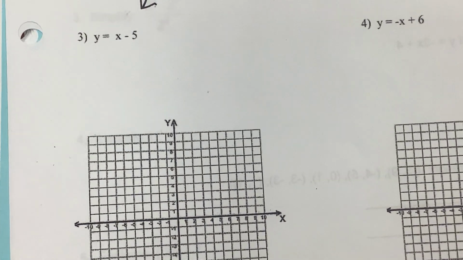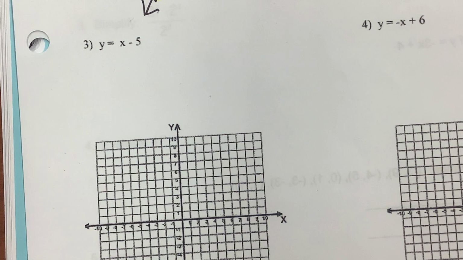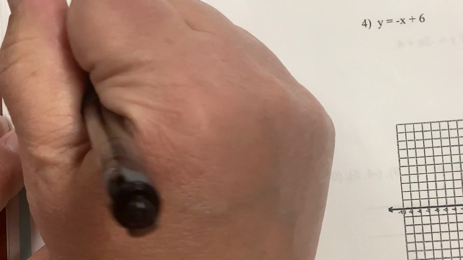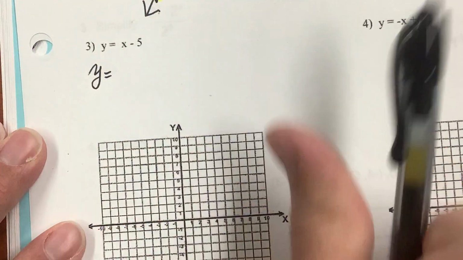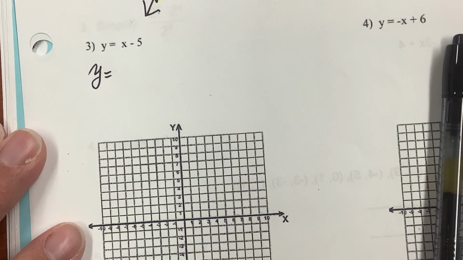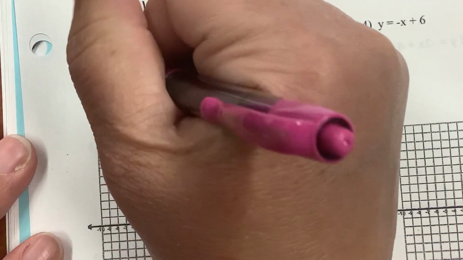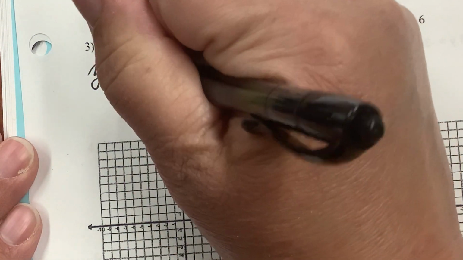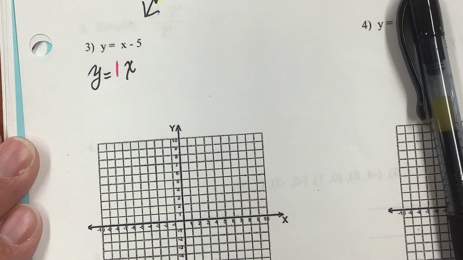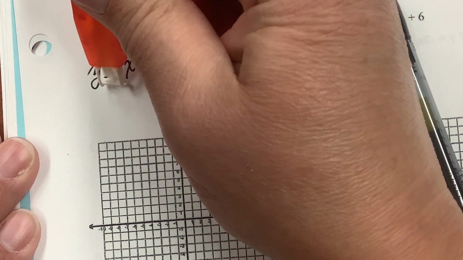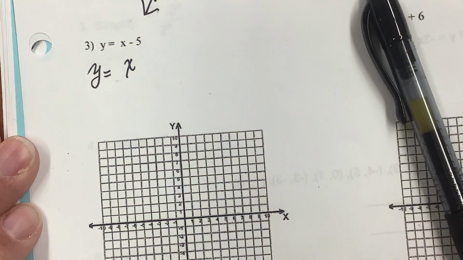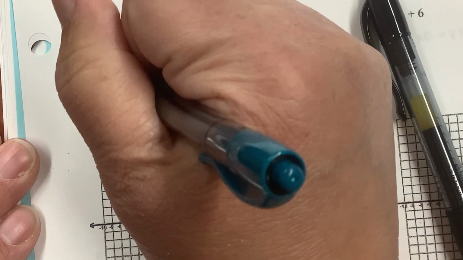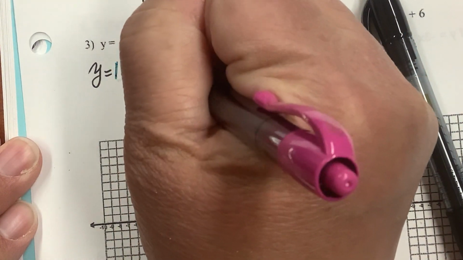Oh, the next one. 'Tis evil, I say. No, it's not. This is y equals, and because there's one x there all by itself, I'm going to write 1 next to the x. I just realized I wrote that in pink, and I wanted to write it in blue because it's the slope. Here we go, 1x, and this is minus 5.